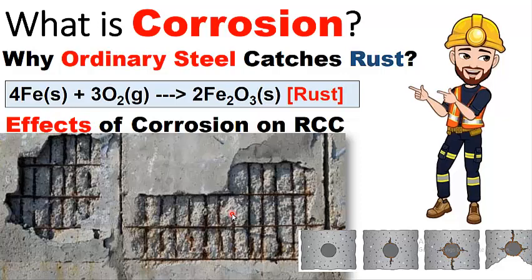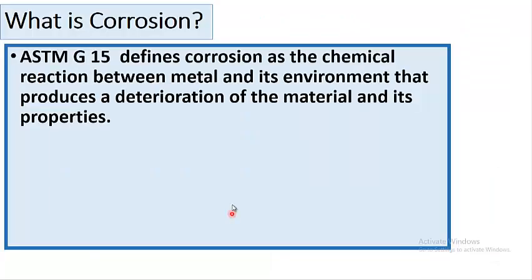So let's start today's topic. First of all, what is corrosion? American Standard G15 defines corrosion as the chemical reaction between metal and its environment that produces a deterioration of the material and its properties.